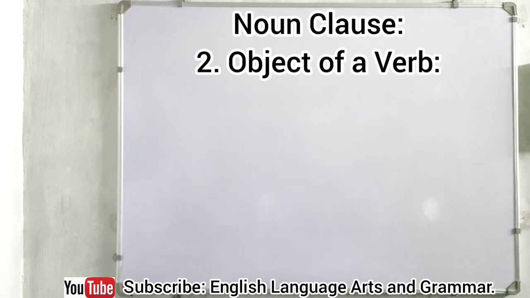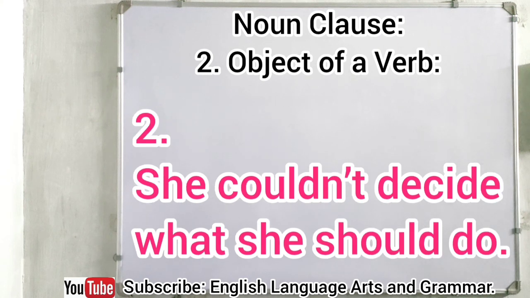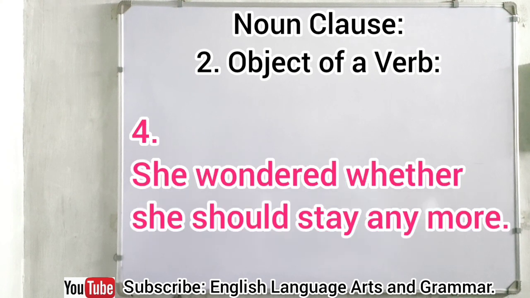Object of a verb. Example 1. He says that he will help me. Example 2. He couldn't decide what she should do. Example 3. You must learn when you should speak. Example 4. She wondered whether she should stay anymore.